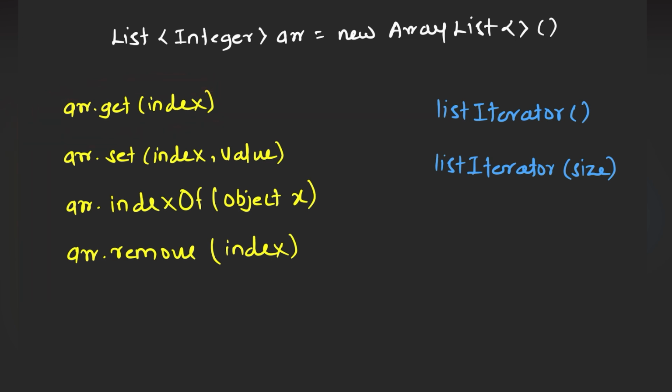Now suppose you have passed an index which is not in the array. For example, I have the indexes 0, 1, 2 and you have passed the index 4. It will simply show an array index out of bounds error. That is a runtime exception.